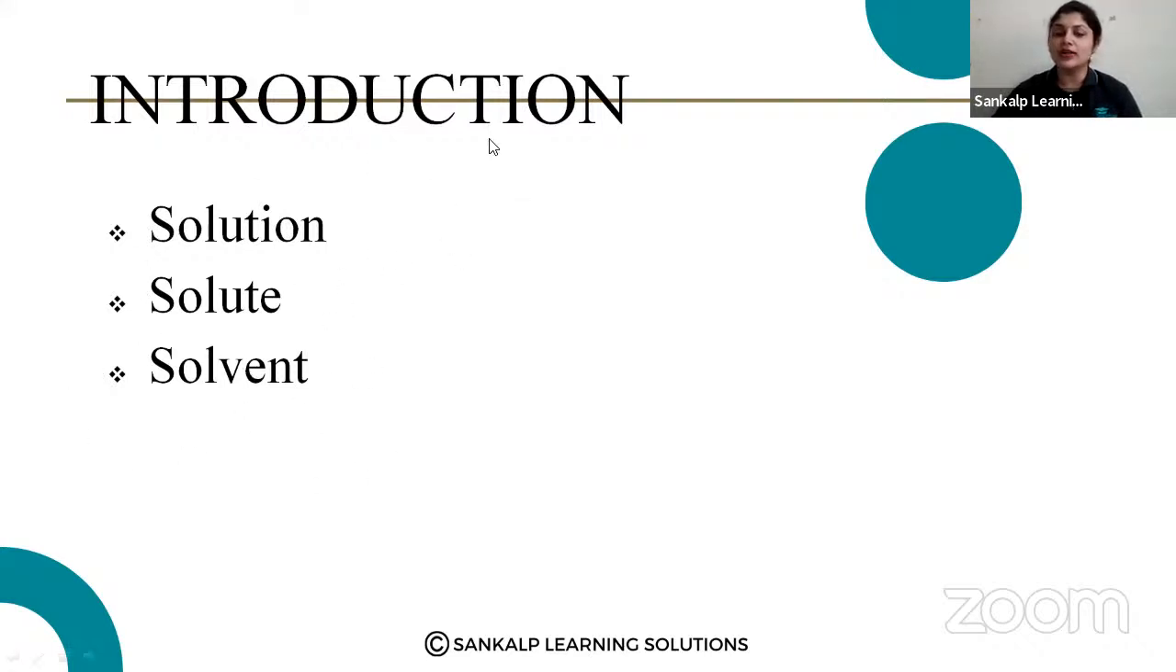So here, what are the terms? Solutions are homogeneous mixtures of two or more components. The component which is present in lesser quantity is called as solute, and the component which is present in more quantity is called as solvent. Okay, so these are the terms which we are going to use in solution chapter. Depending upon the physical state of solute and solvent, they are classified as gaseous solutions, liquid solutions, and solid solutions. So in this chapter, we'll be studying about liquid solutions.